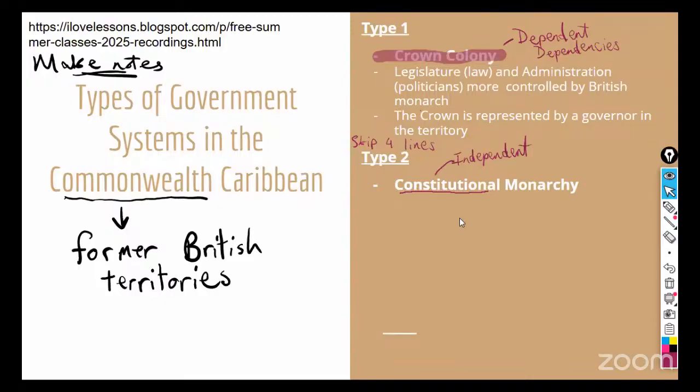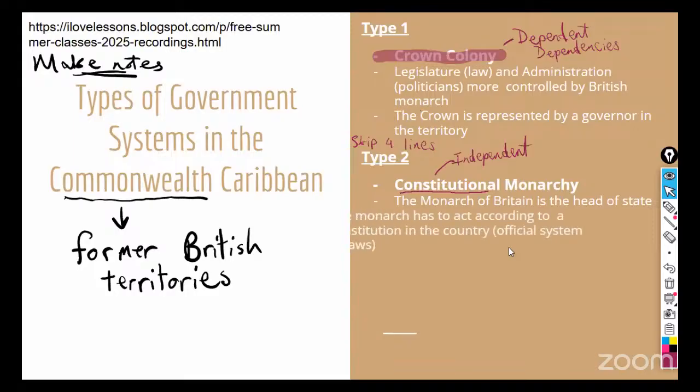All right, so constitutional monarchy. The monarch of Britain is the head of state. Notice we're saying head of state and not head of government, right? Head of state means the equivalent of a president in some countries. The monarch has to act according to the constitution in the country, which is the official system of laws, right?